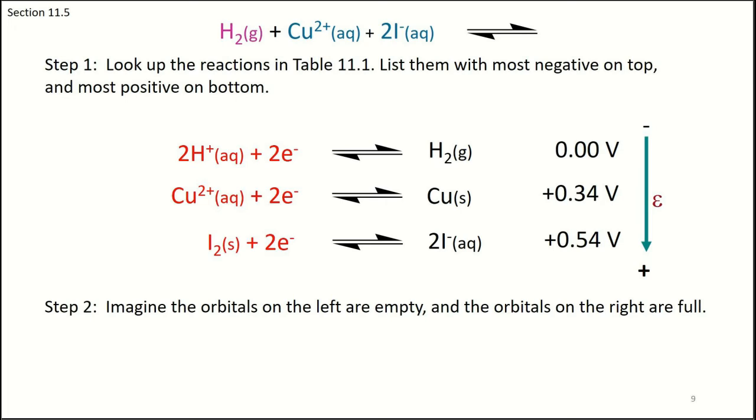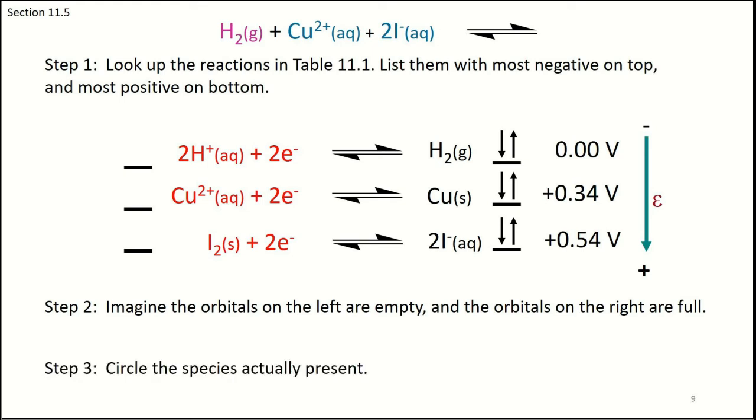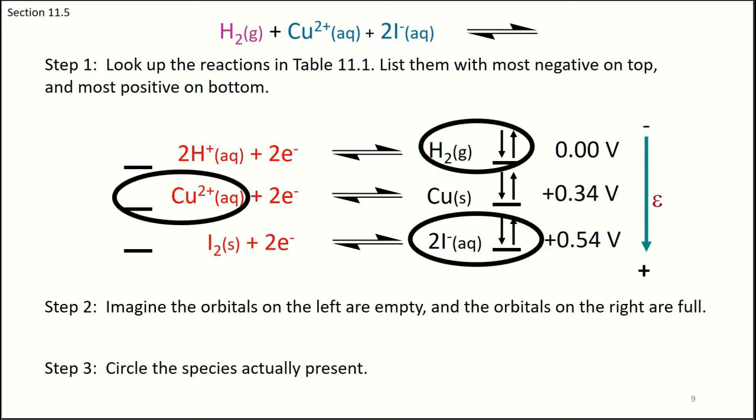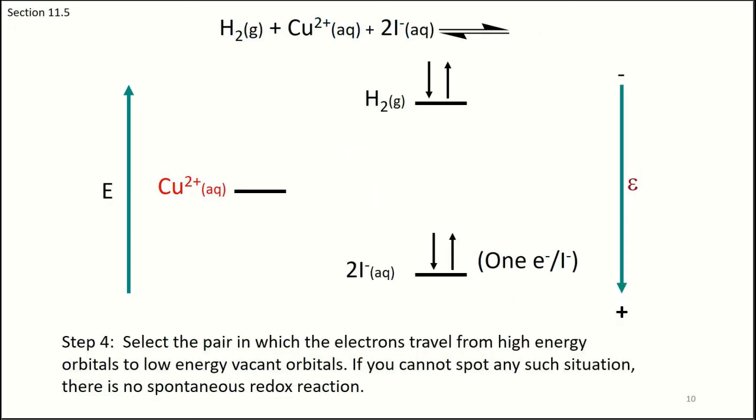We can go ahead and place empty orbitals to the left of the reaction arrows and filled orbitals to the right of the reaction arrows. We can go ahead and identify the species that are actually present. We have hydrogen gas, copper 2 plus aqueous ion, and iodide ions. Here I've circled where those exist in the written reactions. With that, we now can identify all the possibilities of electron movement.